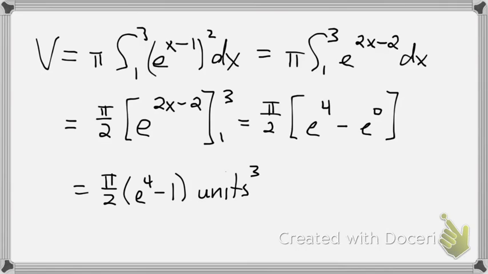So I wind up with pi halves times e to the 4th minus 1. That is your exact volume. Now you could get a decimal approximation if you were asked, but this would be the exact volume. Is that okay? Not so bad, maybe? After I brutalized you last time, now you're finally starting to become accustomed to it.